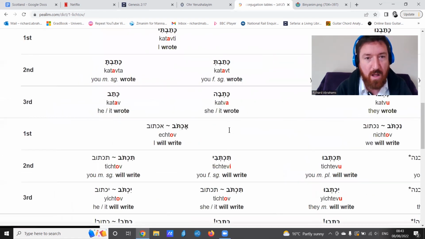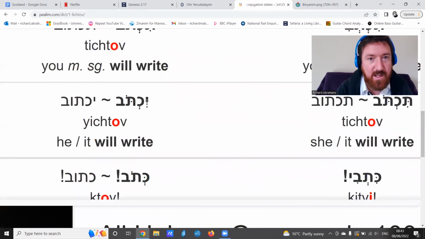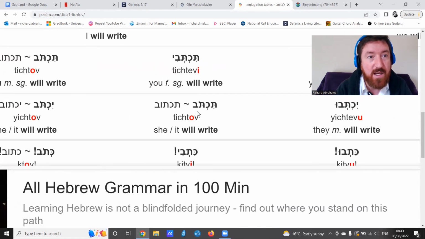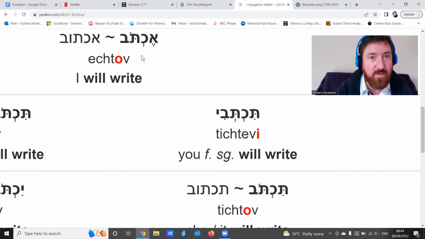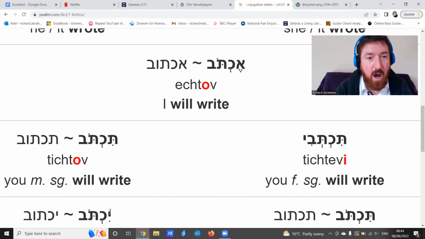Now, what about the future? Well, this is the one we're going to become familiar with next. So if "he will do it," you get a yod at the beginning. Yiktov. He will write. What about she? Tiktov. She will write. What about I? I will write. Where's I? Ektov. So the aleph is short for ani. So the idea is, I'll make this yod green, I'll make this taf green, and I'll make this aleph green. So when you get a green letter on the beginning, it's telling you who will do it. And if there's a vav, it flips into the past.